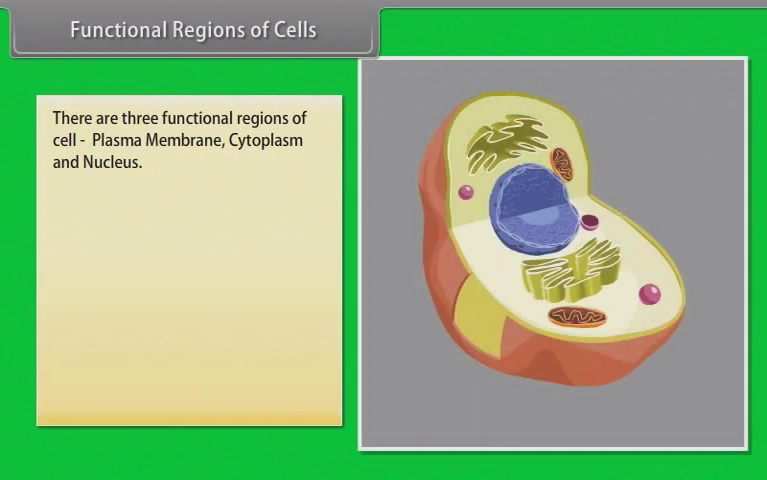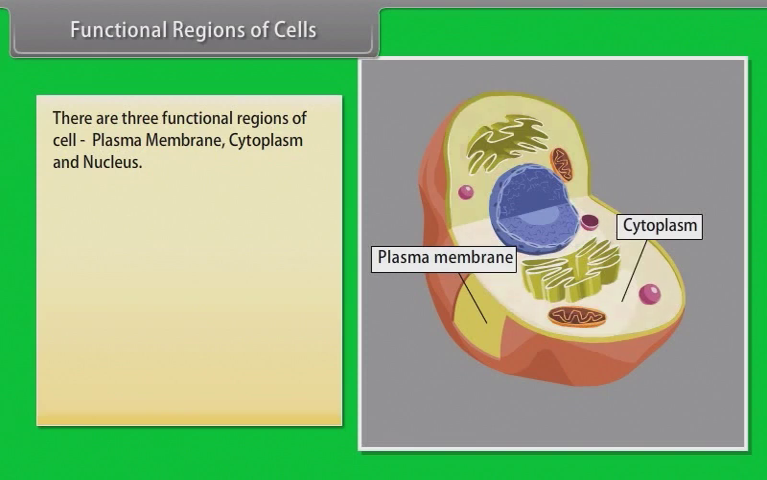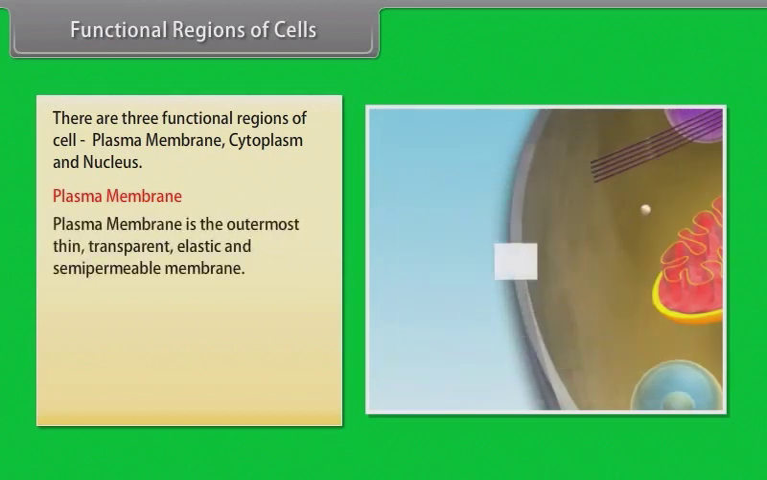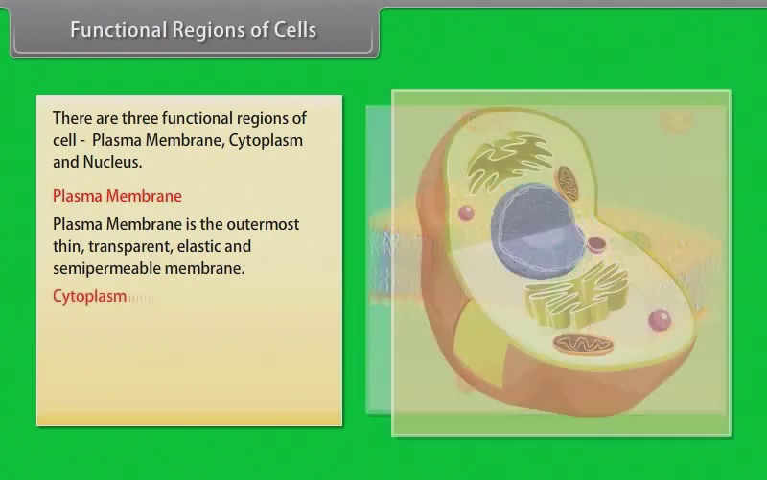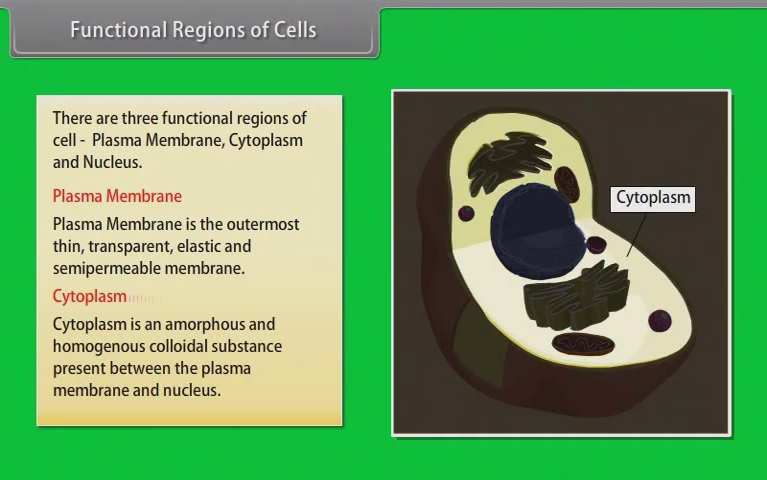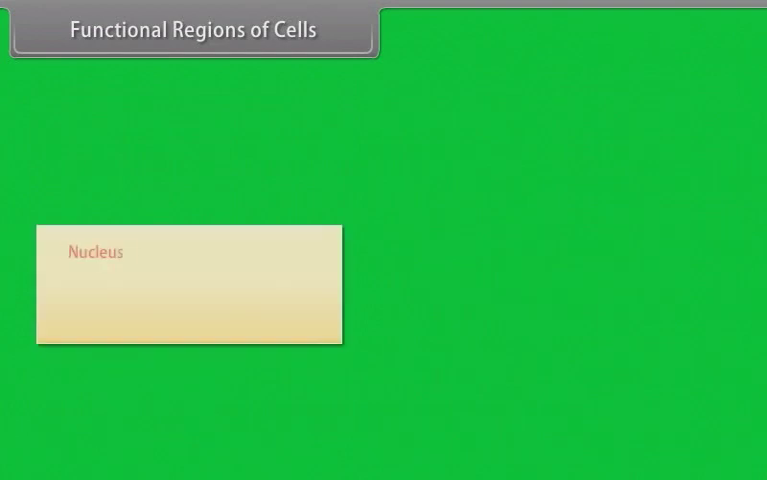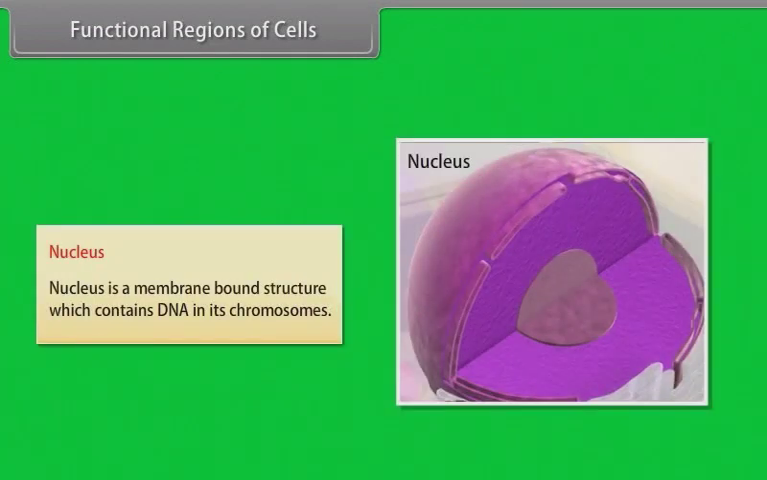Functional regions of cells. There are three functional regions of cell: plasma membrane, cytoplasm, and nucleus. Plasma membrane. Plasma membrane is the outermost thin, transparent, elastic, and semi-permeable membrane. Cytoplasm. Cytoplasm is an amorphous and homogeneous colloidal substance present between the plasma membrane and nucleus. Nucleus. Nucleus is a membrane-bound structure which contains DNA in its chromosomes.